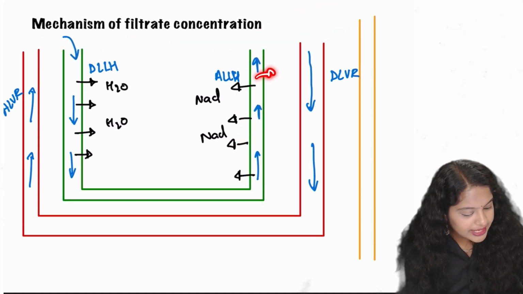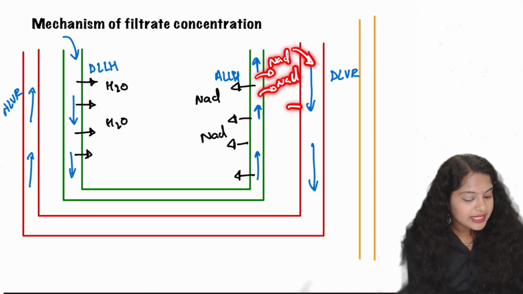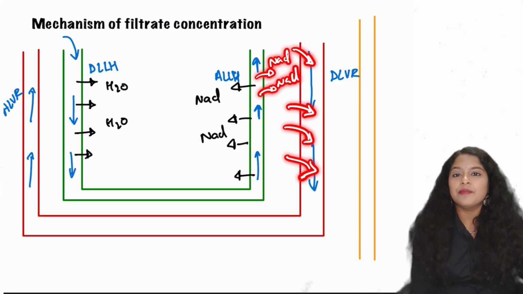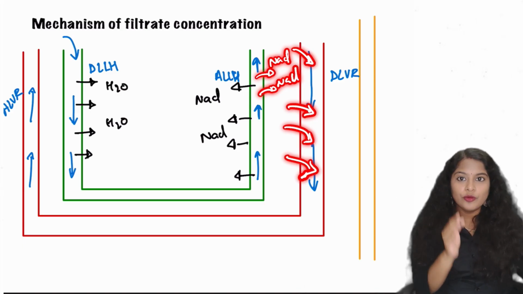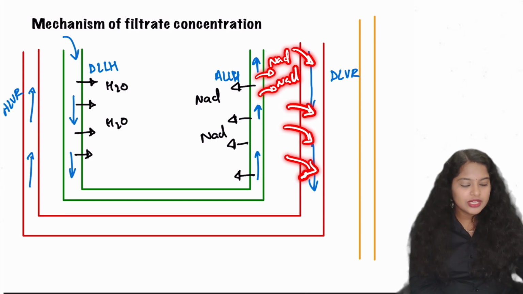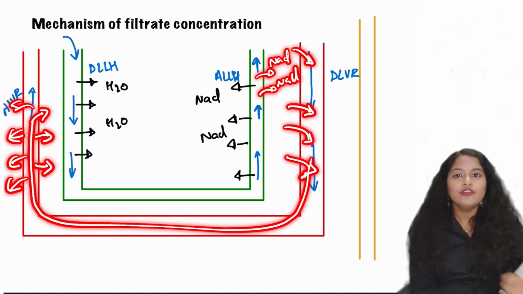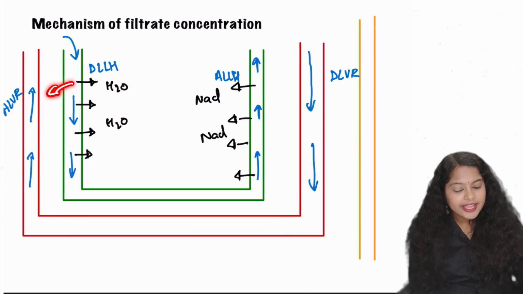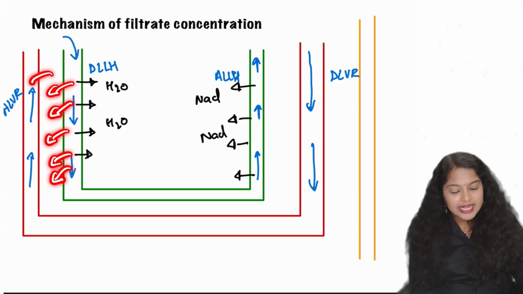Now whatever NaCl is released into the medullary interstitium is taken by the descending limb of vasa recta. So whatever electrolyte is released out by the ascending limb of loop of Henle is taken by the descending limb of vasa recta, understood? And this is taken and released into the region near the descending limb of loop of Henle. In the same way, whatever water is given out by the descending limb of loop of Henle is taken up by the ascending limb of vasa recta.